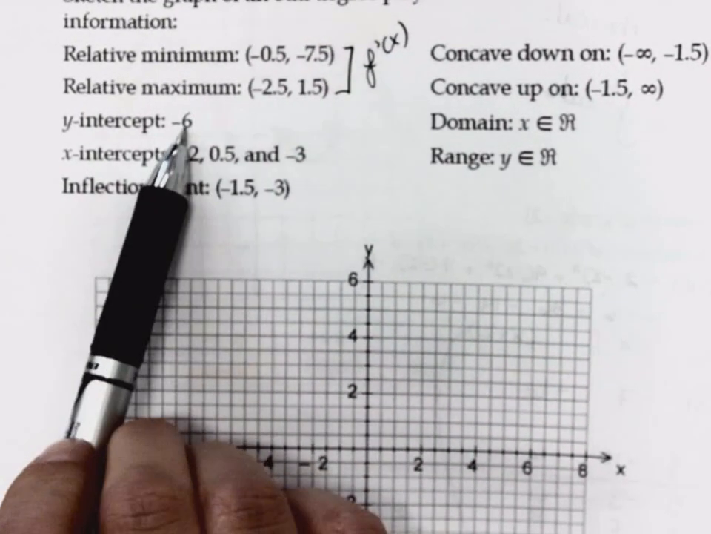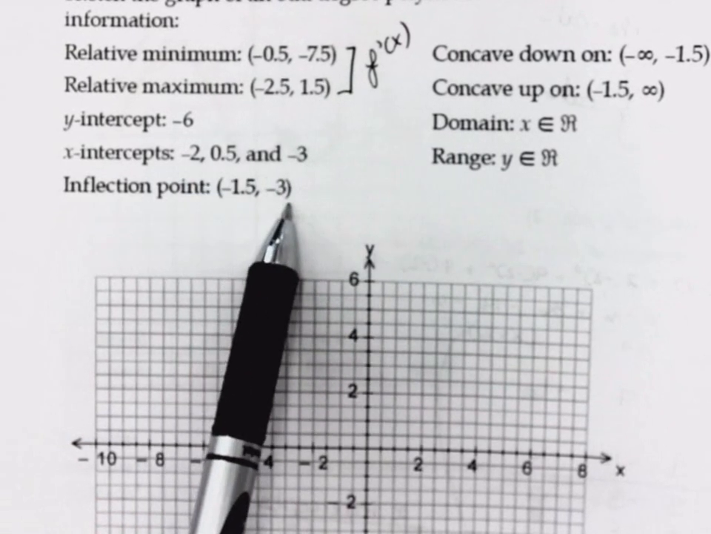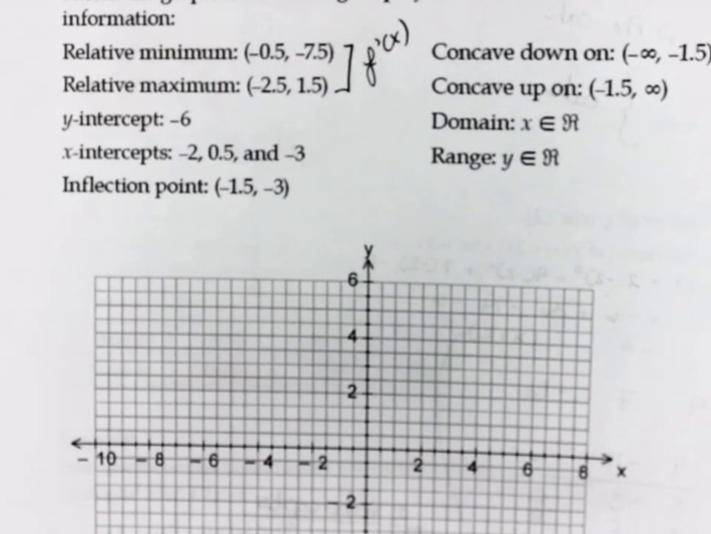We know the y-intercept is -6. We know the x-intercepts are these, which we just found. We found the inflection points, -1 and -3. We know where it's concave up. We know its domain and range. So all we're doing is plotting these points on a graph. All right, here we go. Easy peasy.